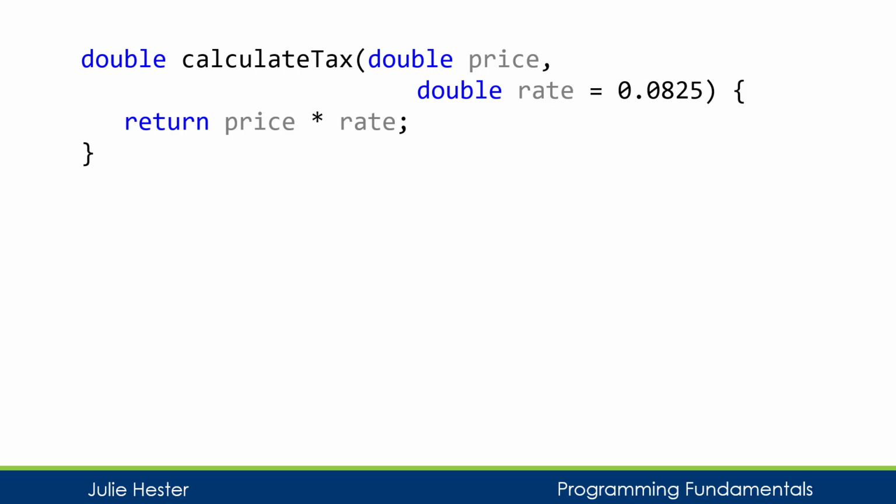So let's take a look at a function here. This function is called calculateTax, and it has two parameters. They're both doubles, named price and rate. And because most of the time when I calculate sales tax, I'm going to use the same sales tax rate, I set this up to have a default value of 0.0825. And then the function is just going to simply multiply price by rate and return the product.